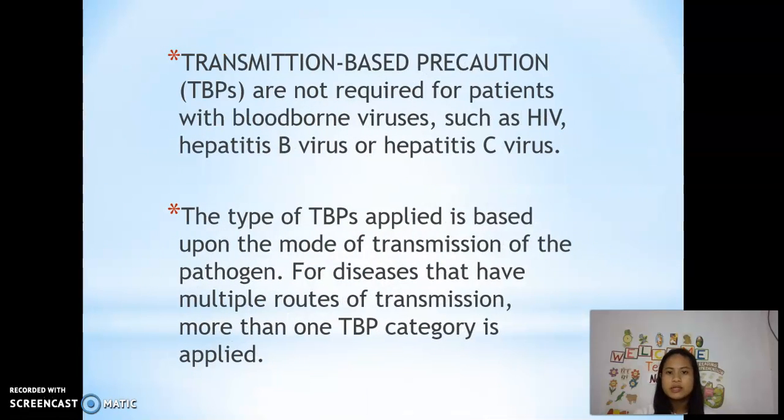Transmission-based precautions are not required for patients with blood-borne viruses such as HIV, hepatitis B virus, or hepatitis C virus. The type of transmission-based precautions applied is based upon the mode of transmission of the pathogen. For diseases that have multiple routes of transmission, more than one transmission-based precaution category is applied.